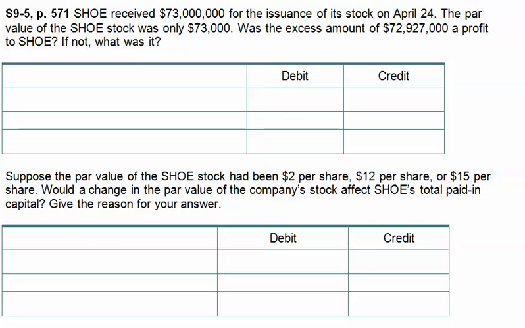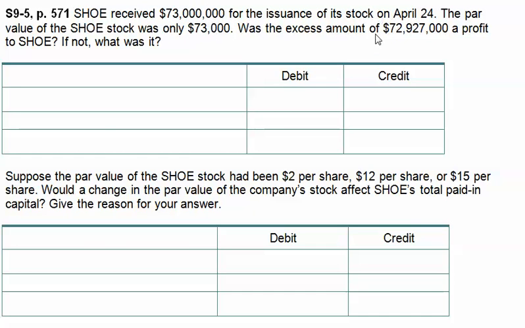Okay, let's look at S9-5. In this one, we have a company that has received 73 million for the issuance of its stock. The par value of the stock was only 73,000. Well, that's not unusual because par again is an arbitrarily low amount set by the company. It is not going to be the same as the price that you receive. The price that you received was, as you can see here, way more than what the par was.